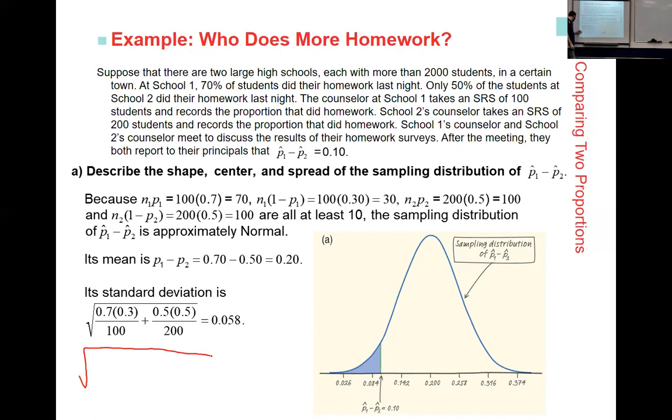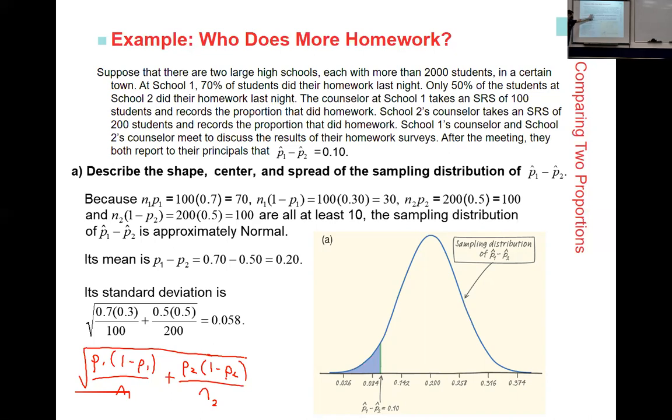Again, the formula this comes from is the square root of P1 times 1 minus P1 over N1 plus P2 times 1 minus P2 over N2. And then we're plugging in our values. That's the standard deviation formula.